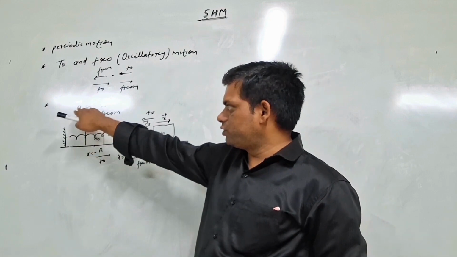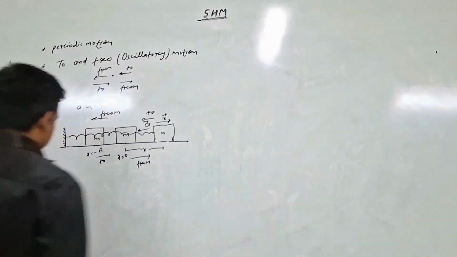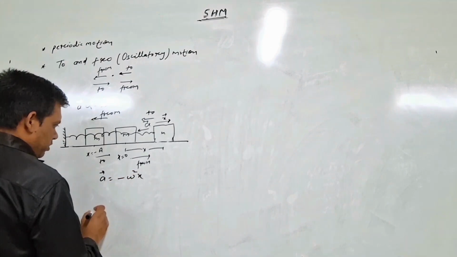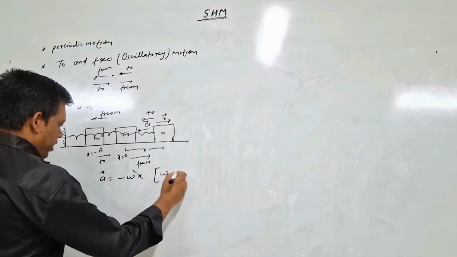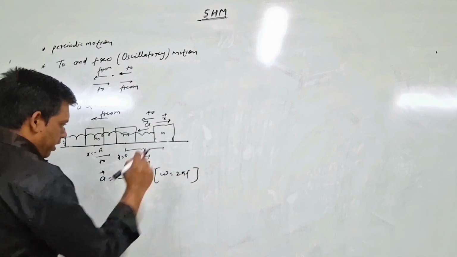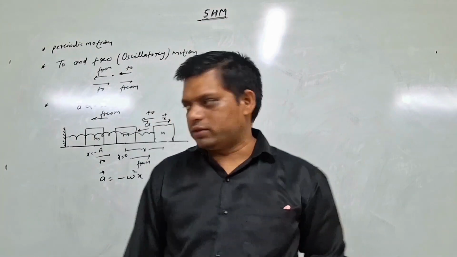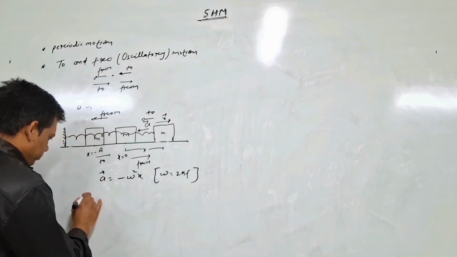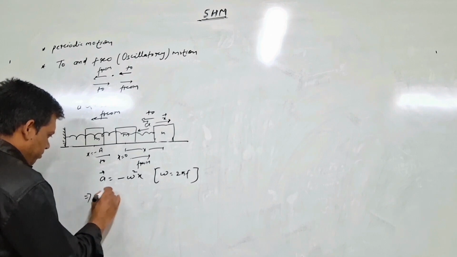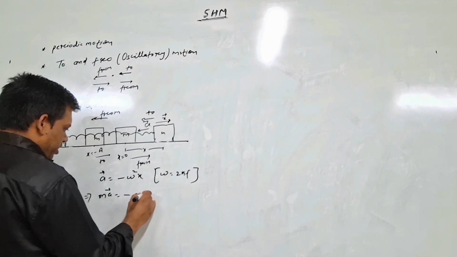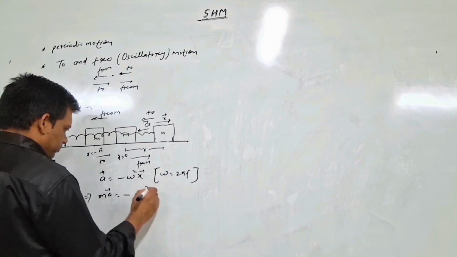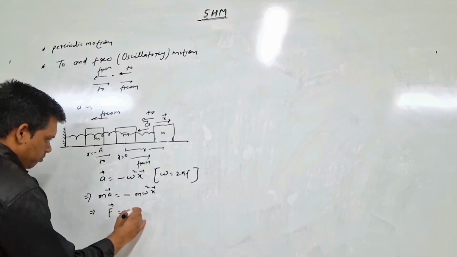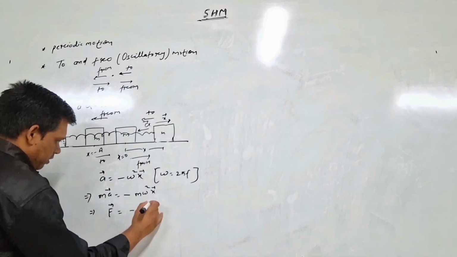So now we proceed to the expression. a will be equal to minus omega square x. Here omega is called angular frequency, that is 2 pi f, where f is the frequency and omega is the angular frequency. We can also multiply it with the mass of the body. It will be minus m omega square x, and force is equal to minus m omega square x.